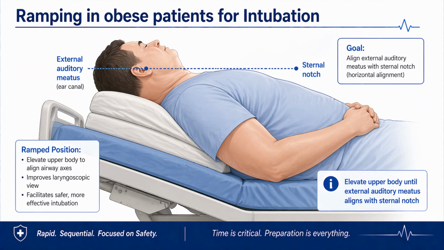Now, this is just an image showing how you have to achieve a ramping position in obese patients. You have to raise the upper body so that the external auditory meatus and the sternal notch are on the same line. And if you pre-oxygenate the patient, if you do bag mask ventilation of obese patients, you have to make sure that you put them in ramping position. Also, during laryngoscopy, it has been seen that ramping of obese patients improves the laryngoscopic view or the glottic view.